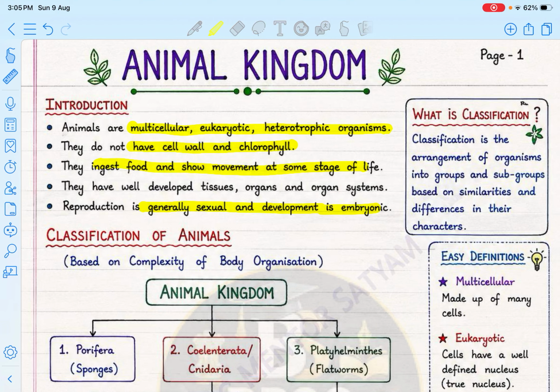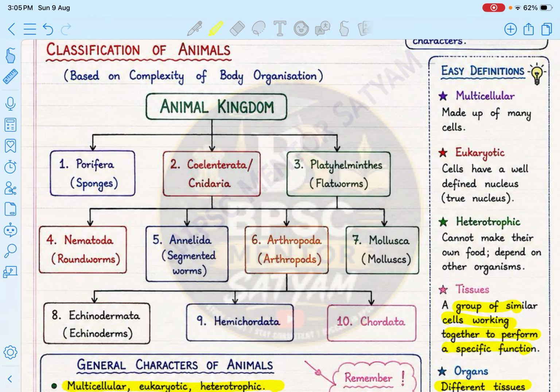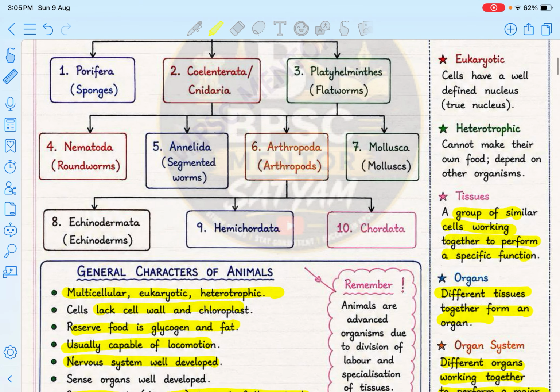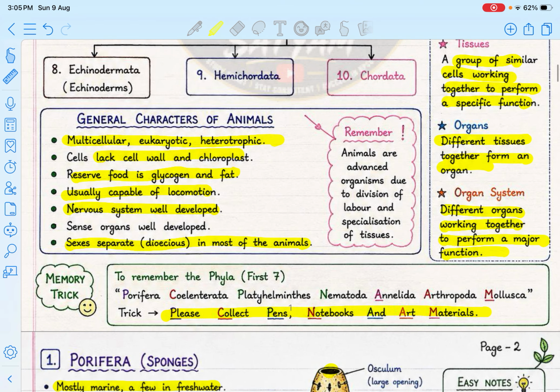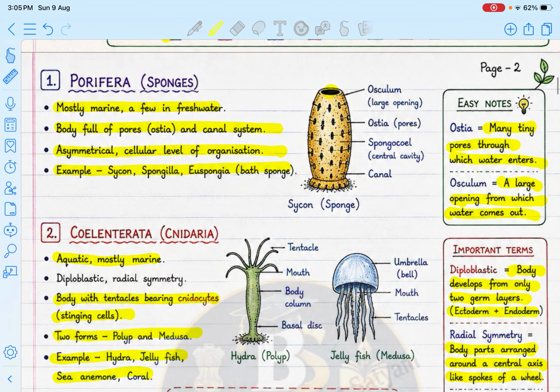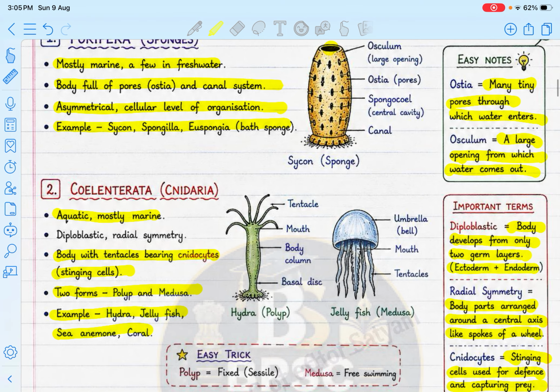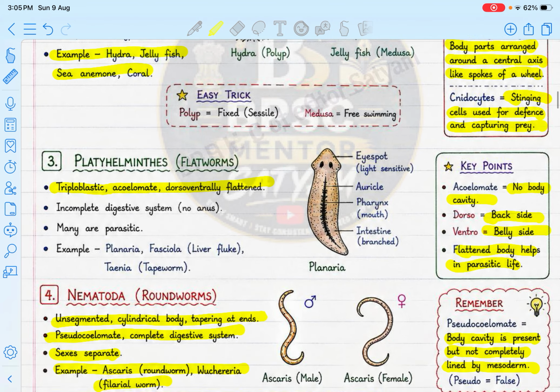So in my last lecture, I discussed the animal kingdom. We discussed the classification of the animal kingdom, that is, we have divided it into Porifera, Coelenterata, Platyhelminthes, Nematoda, Annelida, Arthropoda, Mollusca, Echinodermata, Hemichordata, and Chordata. And further, we discussed in detail all the classifications, for example, Porifera, Coelenterata. So you can go through the previous lecture.